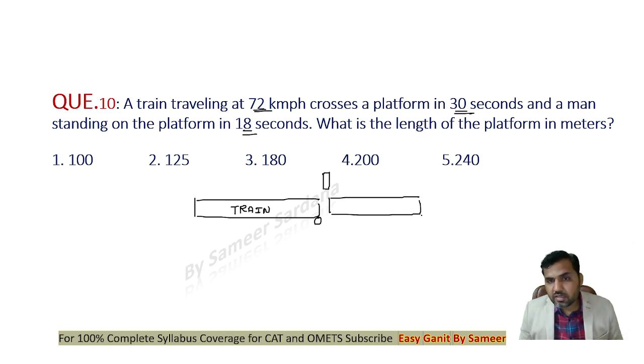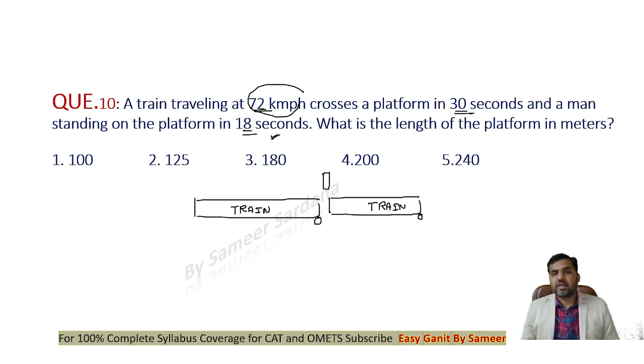Now if I want train to cross the man, the total distance traveled by the train will be equal to the length of the train, right? So the length of the train and the time taken by the train traveling at 72 km per hour to cross a man standing on the platform is 18 seconds, right? So can I say that length of the train x divided by speed 72 is equal to 18 seconds?